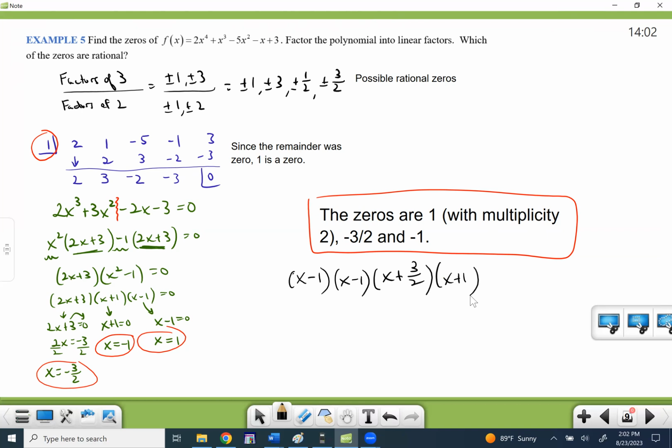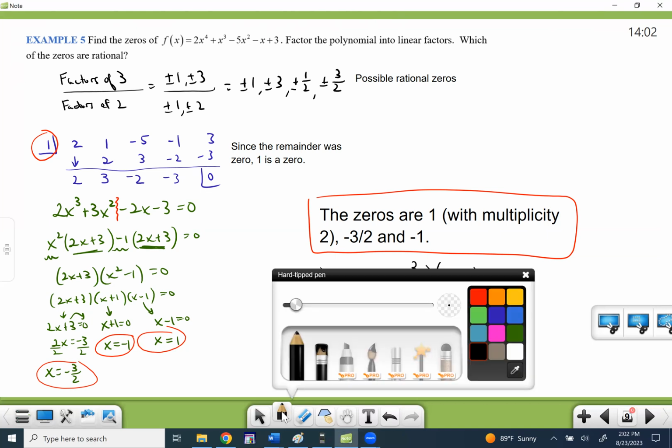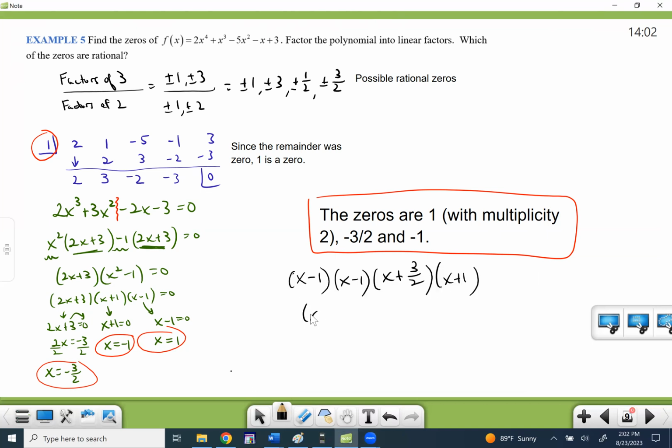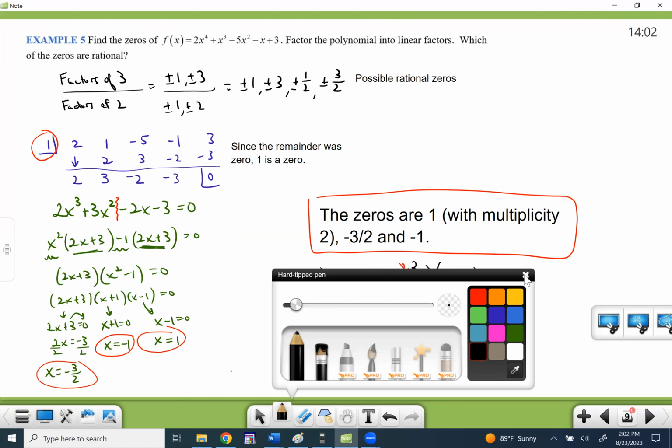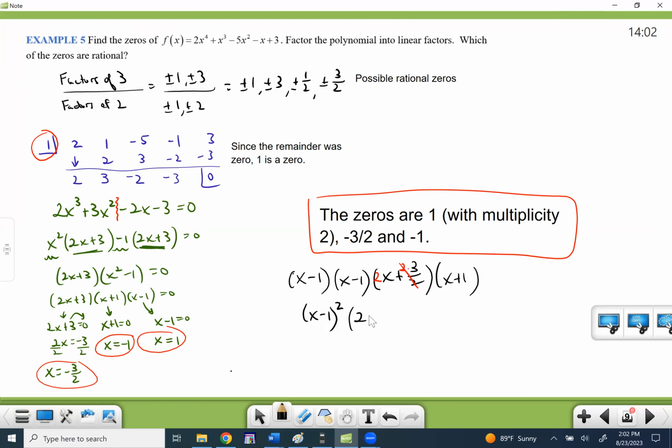Now, we're going to clean this up. A couple ways we could clean this up, right? Number one, that x-1 that we have twice, we are going to write that as (x-1) squared. Okay? Then we're not allowed to have fractional coefficients, so we're going to multiply through by the 2, the denominator, to get a better version of this. Now we have our polynomial written as a product of linear factors.